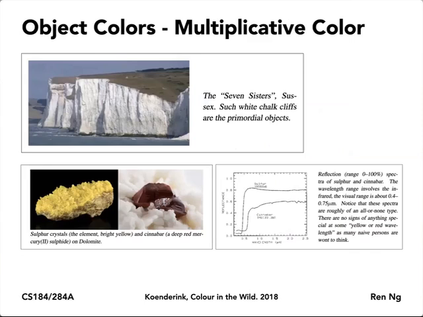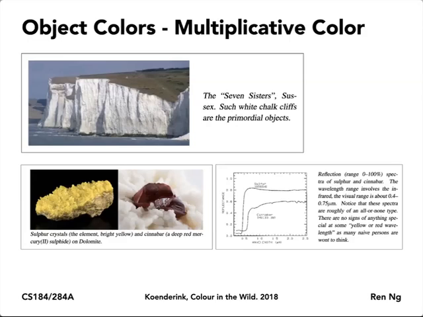Multiplicative color refers to object colors. So if you think of what makes the White Cliffs of Dover white, or in this case, the Seven Sisters, but I guess same as the Cliffs of Dover, maybe slightly more famous. What makes chalk look white? What makes sulfur look yellow? What makes cinnabar in this case look like this deep red mercury? It's because it's multiplicative color. Chalk essentially reflects all of the wavelengths that arrive at it to a very high degree.